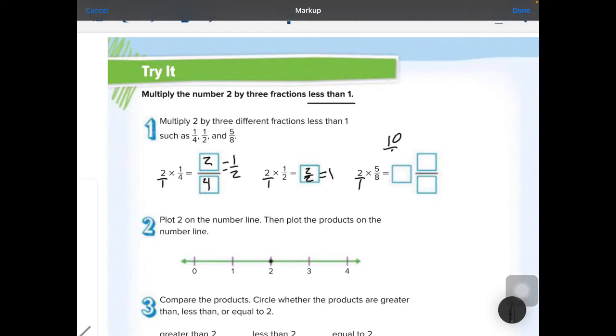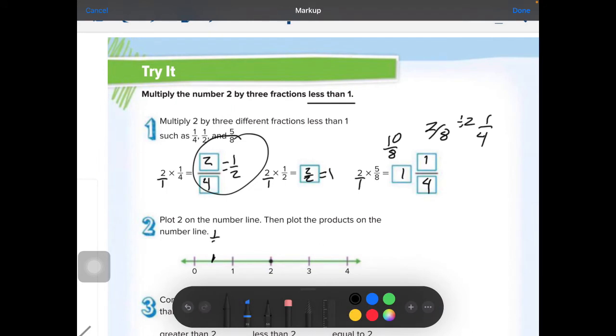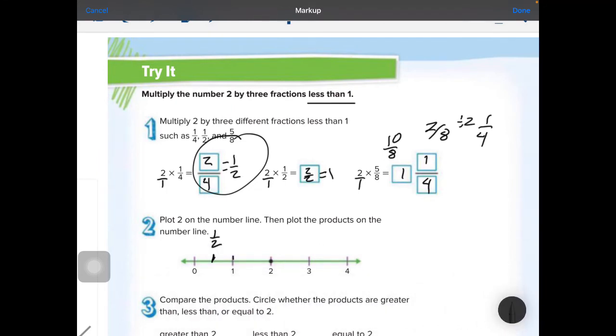We have 10 eighths. 8 will go into 10 at least one time with 2 eighths left over, which will simplify down to 1/4. Okay, we have our 3 fractions. We can plot on the number line. So the first one is a half. And the second one is a 1. And the third one is 1 1/4.